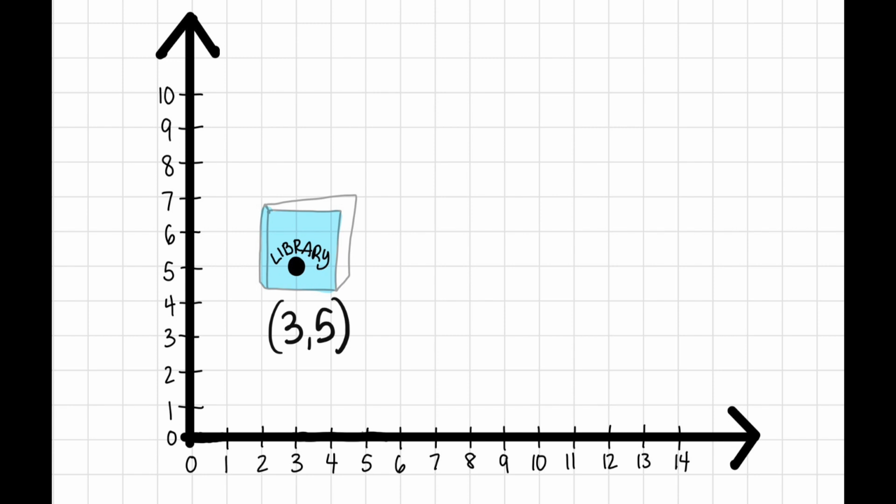Have you noticed how we always write the x-coordinate first? That is a must with coordinate planes.